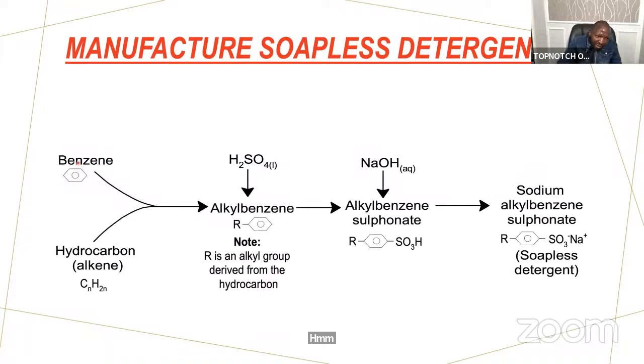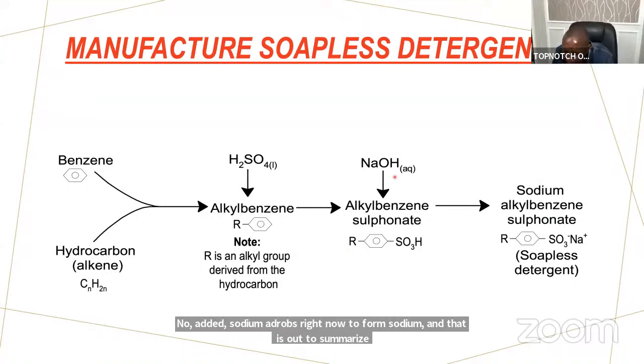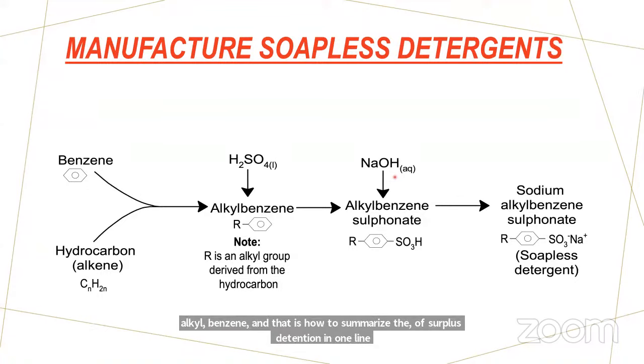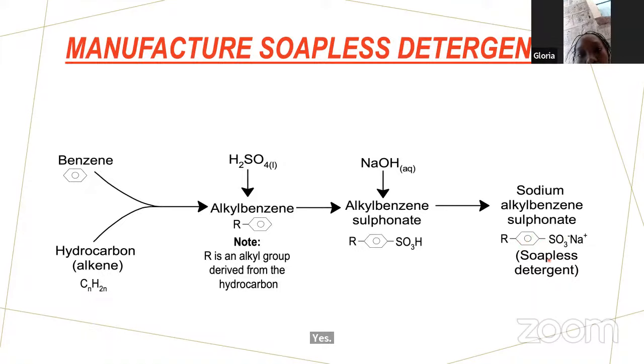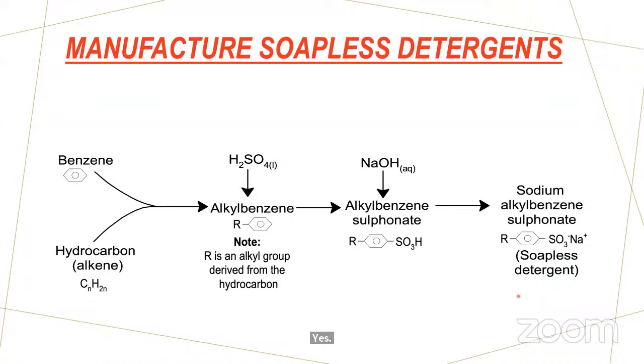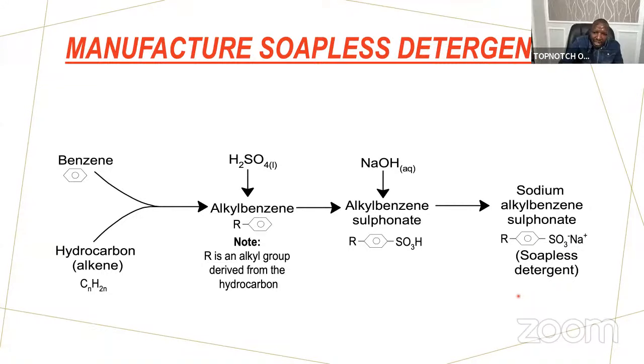In summary, you have benzene and a hydrocarbon. React them to get alkyl benzene. Then you add sulfuric acid to get alkyl benzene sulfonic acid. That is then reacted with sodium hydroxide to form sodium alkyl benzene sulfonate. That is how to summarize preparation of soapless detergents in one line. You understand? To differentiate soapless detergent and soap, note the benzene ring and the sulfonate. A soapless detergent lathers easily, and soap scum forms with hard water.